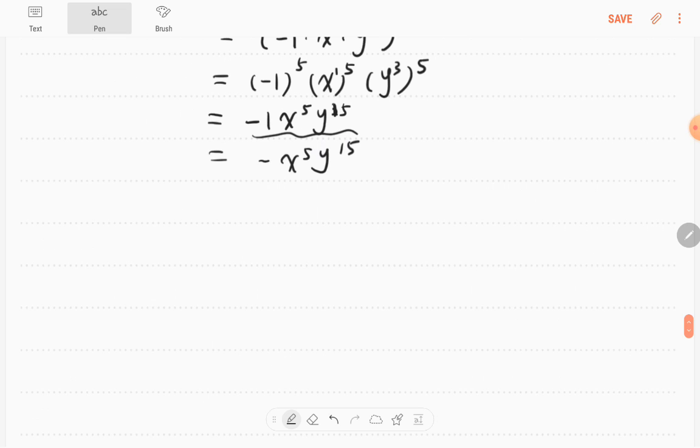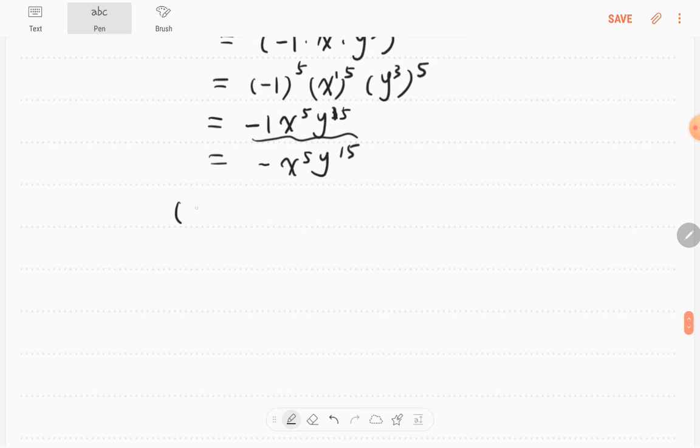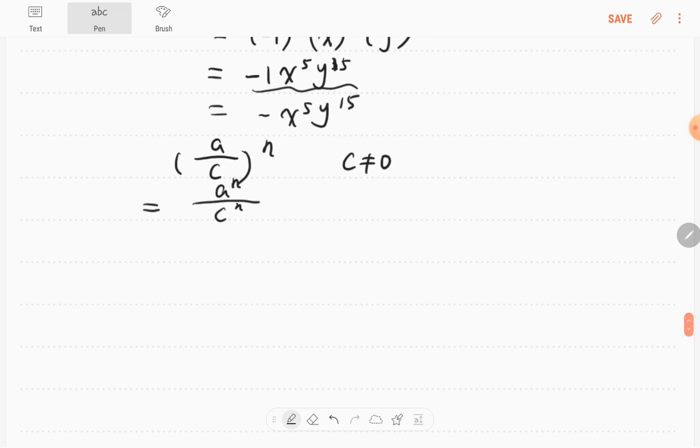Let's check the power of a quotient rule. So let's see, if A over C, of course here C is not equal to 0, then we will write it like A to the n over C to the n. It's still the quotient. A quotient inside the parenthesis, after we put it to the exponent, we will still get the quotient. Okay, let's see the example.